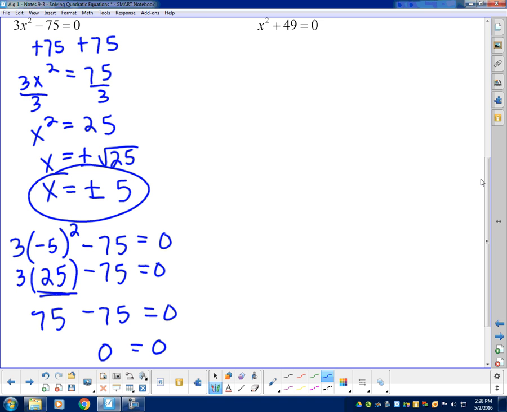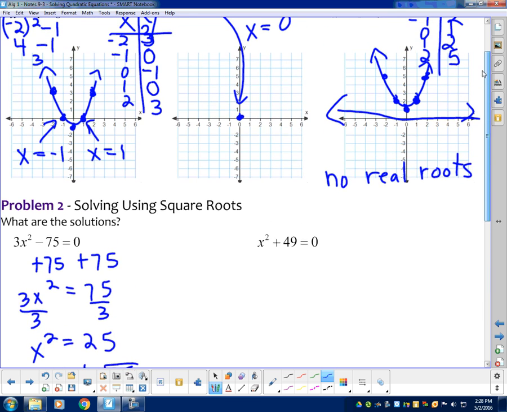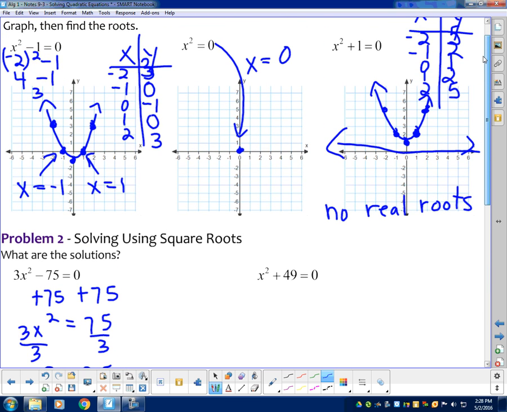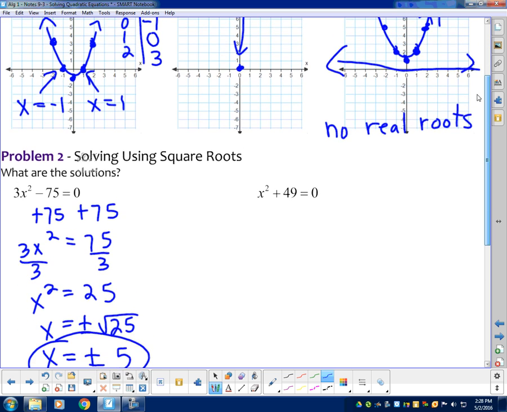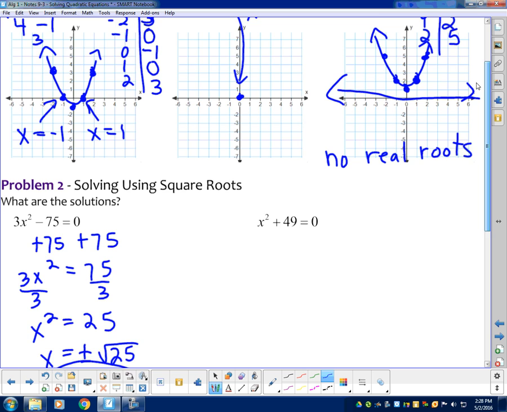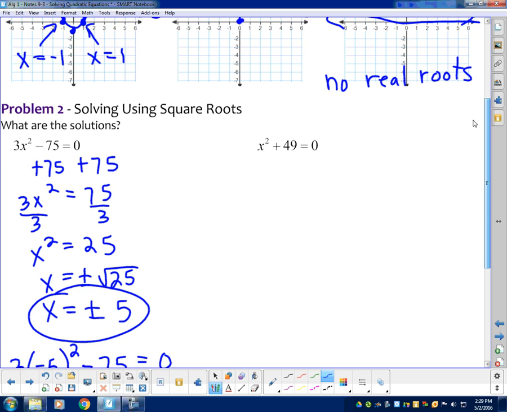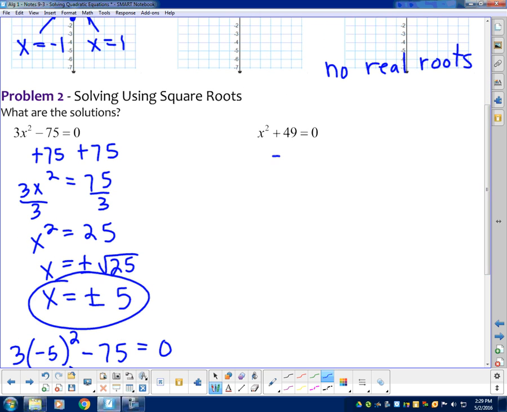Now, this next one is kind of like the one we see up above here, the one with no real roots. You'll see it's of the same form. I have x squared plus 1 equals 0. Here I have x squared plus 49 equals 0. So this one is also not going to cross the x-axis and therefore not have any real roots. Let me show you what happens as I go to solve this. If I subtract 49 from each side, I have x squared equals negative 49. If you try on your calculator to find the plus or minus square root of negative 49, it should give you some kind of an error message.